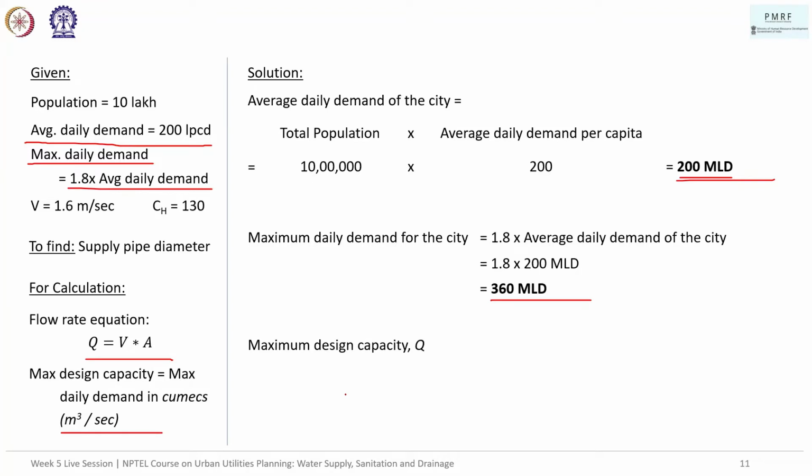So the maximum design capacity, what we are calling Q here, is 360 million liters per day, right? So 360 into 10 power 6 for the million liters. And for converting from liters to meter cube, we need to divide by 10 power 3. And this value is for an entire day's supply, right? And we need the unit to be per second. So we further divide by 24 into 60 into 60, that's hours into minutes into seconds. If you do the calculation, the value turns out to be 4.17 meter cubes per second.